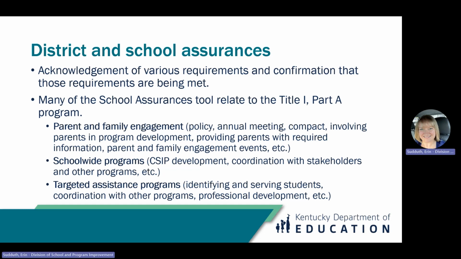We have assurances related to parent and family engagement, such as the policy, annual meeting, compact, involving parents in program development, providing parents with required information, parent and family engagement events, etc. There's also assurances for school-wide programs, including CSIP development, coordination with stakeholders and other programs, etc., and assurances for schools operating targeted assistance programs, including the identification and serving of students, coordination with other programs, professional development, etc.